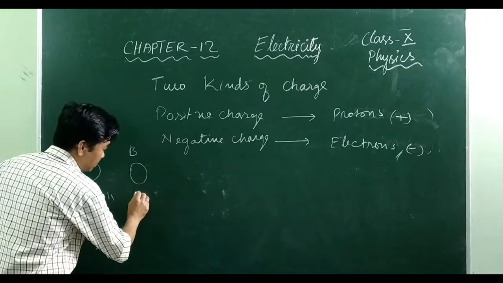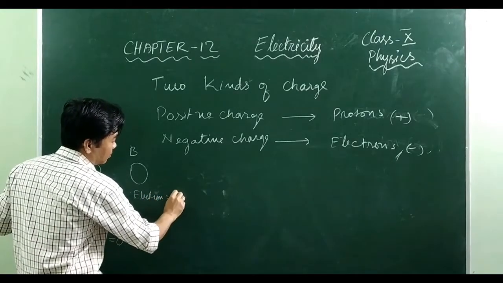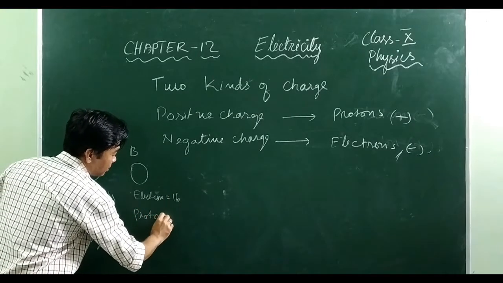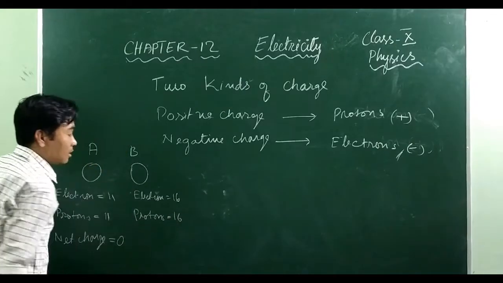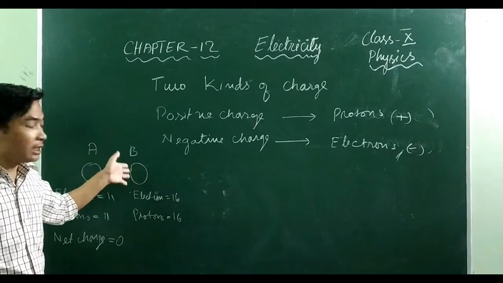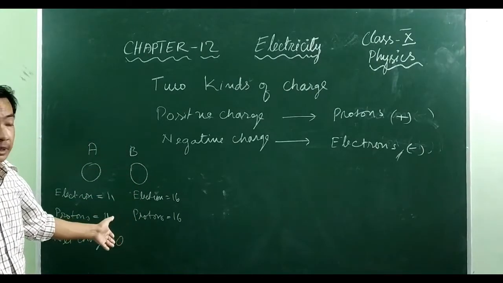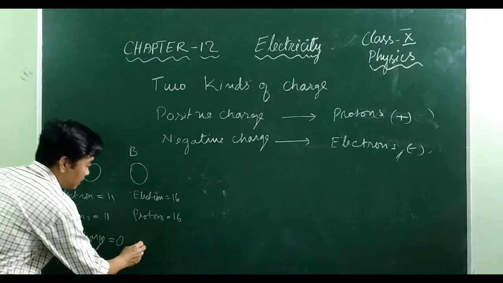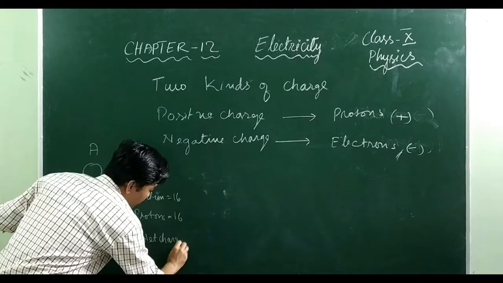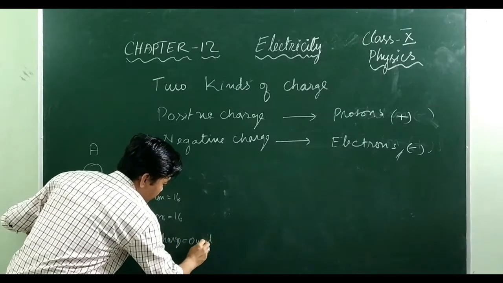Atom B has, let's take an example, 16 electrons, and the number of protons here is 16. In the same way, atom B also has an equal number of electrons and protons, so they are equally balanced, so there is no charge. So in atom B also the net charge is 0 units.